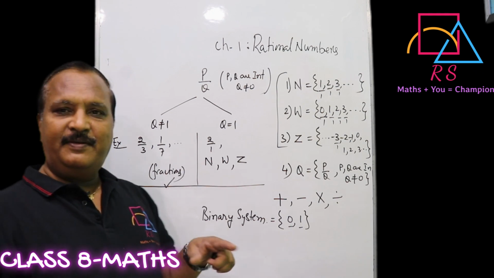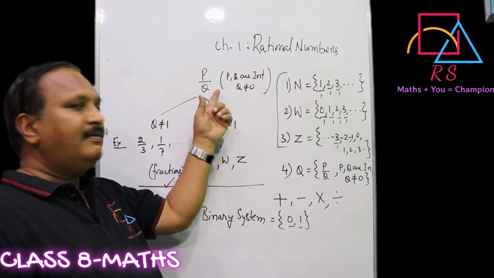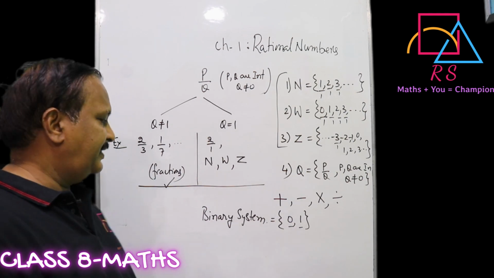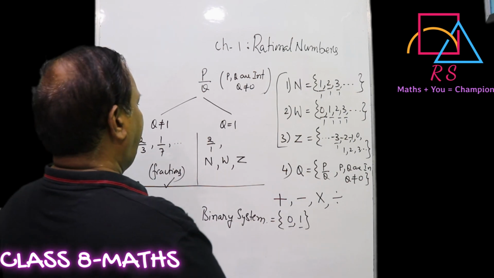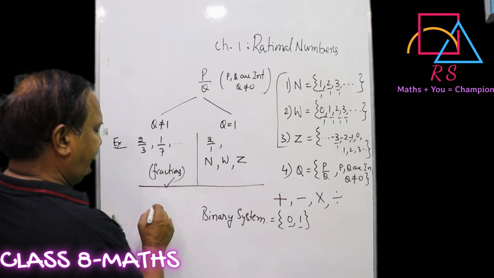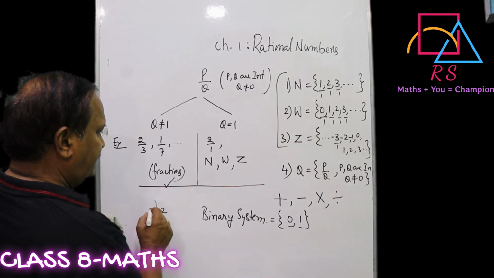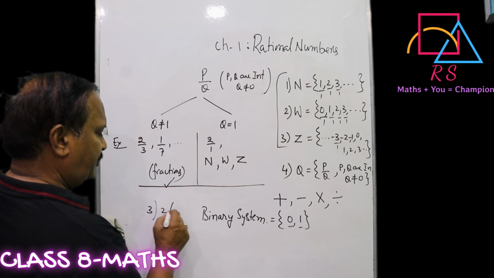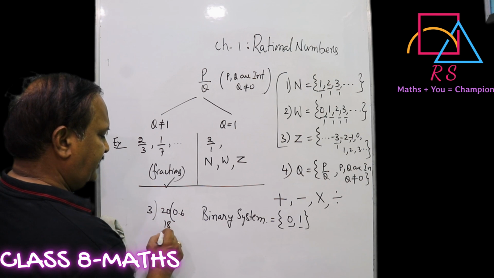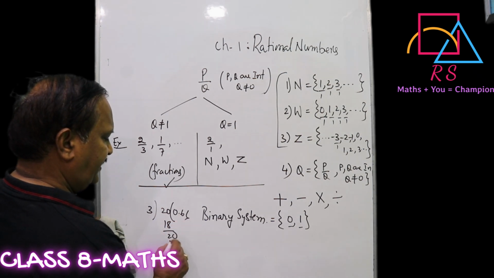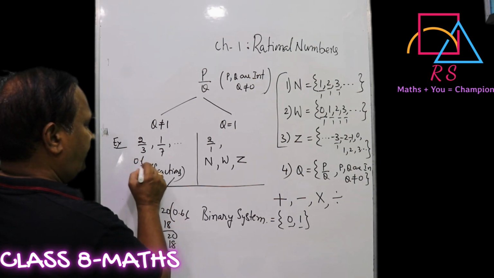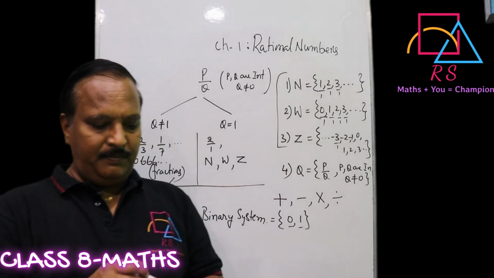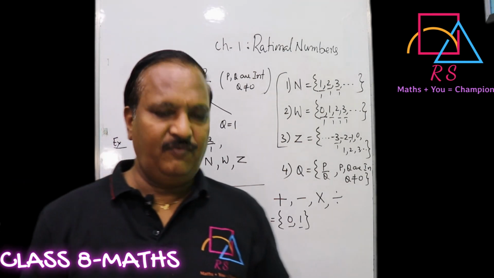There is one more set of numbers, decimal numbers. All rational numbers can be converted into decimal numbers. For example, take 2 upon 3. You divide 2 by 3 and get 0.6, then 18, 2, 6, 18 like that. So it is equal to 0.666 and so on. So every rational number can be converted into decimal form also.